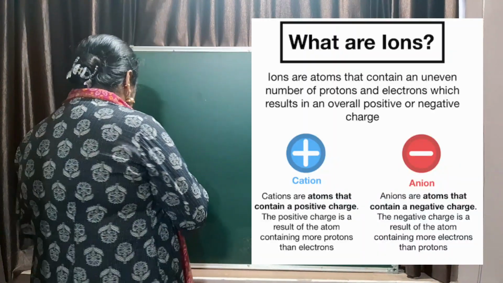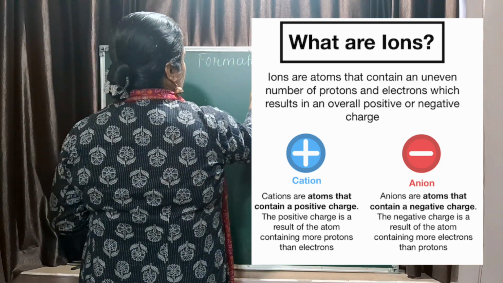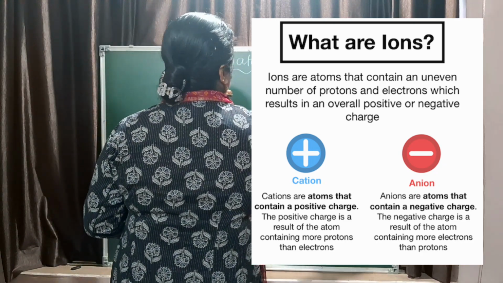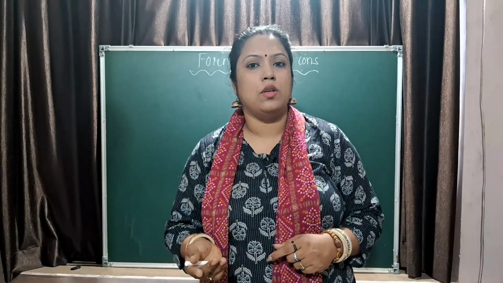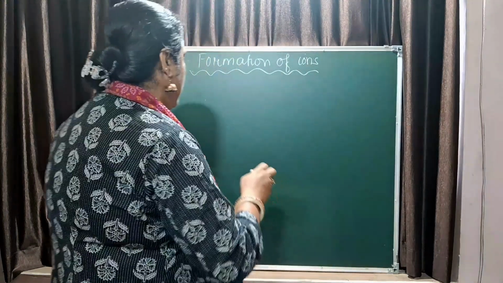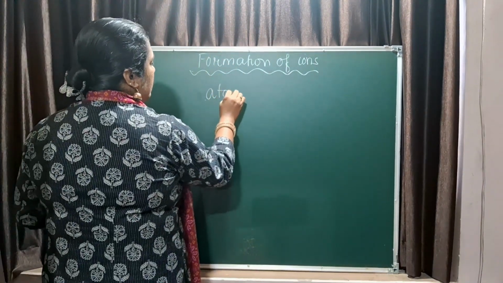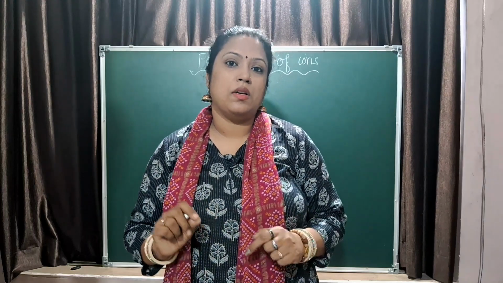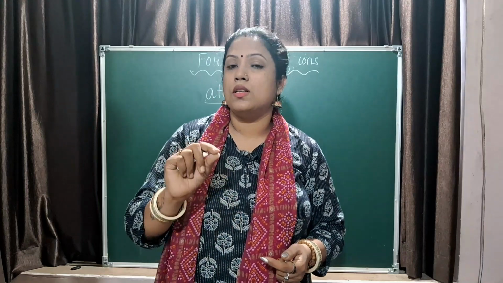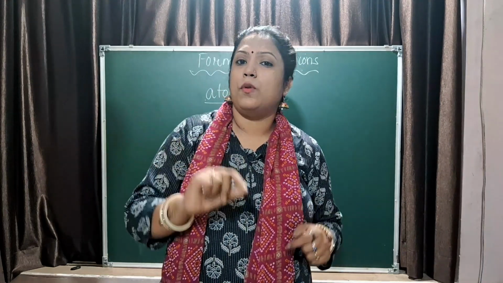Now today we will be talking about formation of ions. Before understanding what are ions, we should know what is an atom, what is a molecule and what is an ion. Atoms are the smallest particle of a substance that may or may not exist independently but participate in all chemical reactions. Molecules are made up of atoms, and molecules are the smallest particle of a substance that has all the properties of the substance and has independent existence.